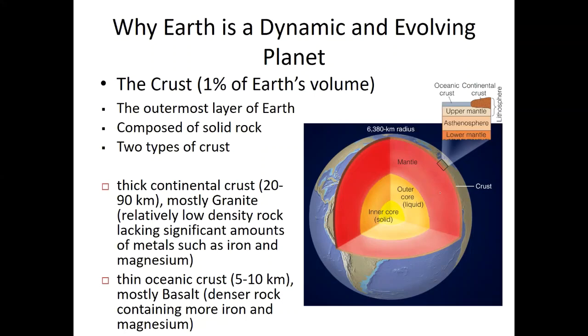magnesium in it. Then there's the thinner oceanic crust, which ranges from 5 to 10 kilometers thick, composed mostly of a rock called basalt, which is a little bit denser than granite because it has a little bit more iron and magnesium in it, but it's still nothing like the mantle rock, which is much more dense. It has much more iron and magnesium in it. So the crust is metal-poor rock. There's two types of crust: thicker continental crust and thinner oceanic crust.